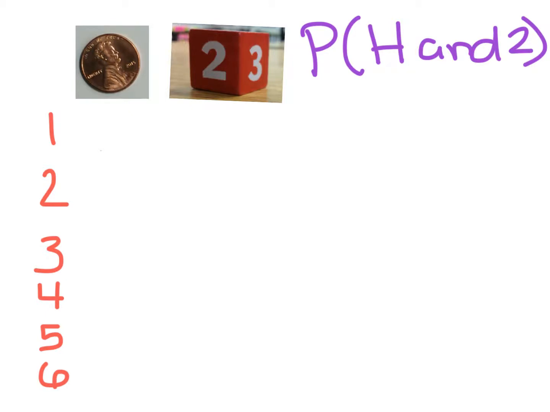And if I'm looking at the penny, what are the possible outcomes I could get from the penny? Well, I could get heads or I could get tails. So for each of these, I'm going to put a heads and a tails coming off of each of these numbers because those are the outcomes that could be possible.